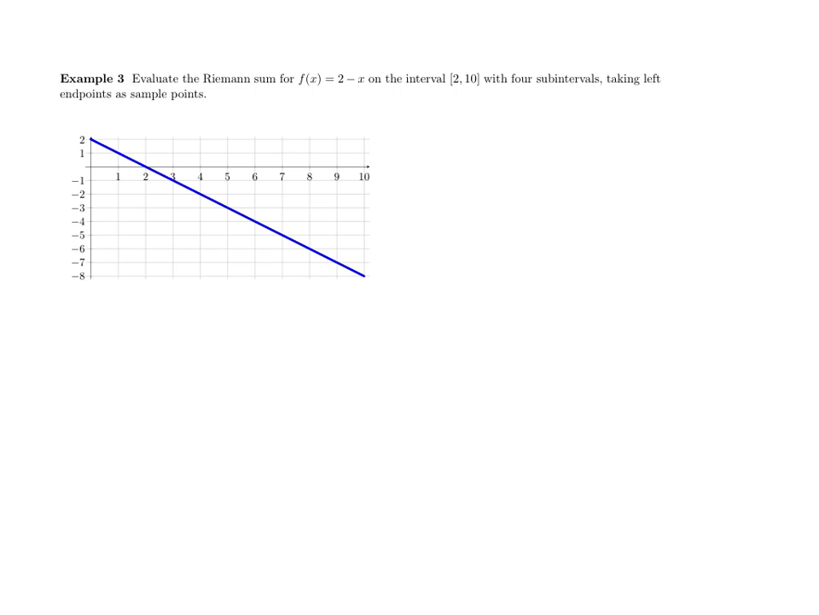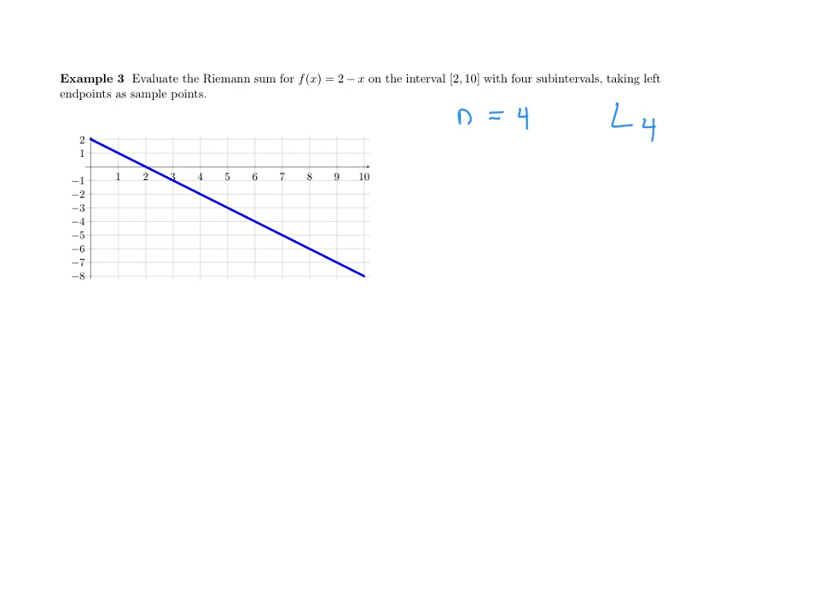In example 3, I want to evaluate the Riemann sum for the function f of x is equal to 2 minus x on the interval from 2 to 10. And we'll do this using 4 subintervals and left endpoints as the sample points. All right, there's a lot going on here. But this says we want n is equal to 4 subintervals, and the Riemann sum would be L sub 4.